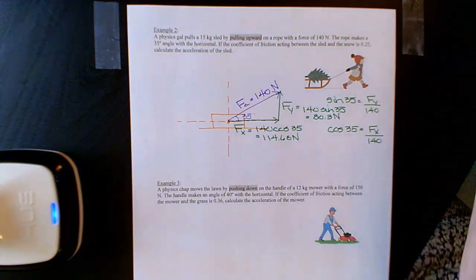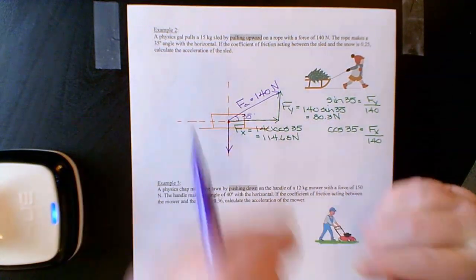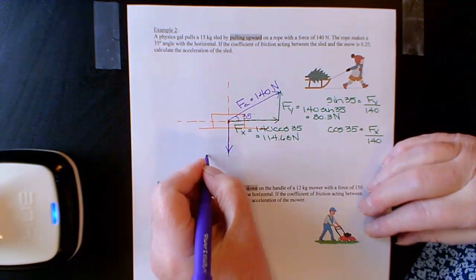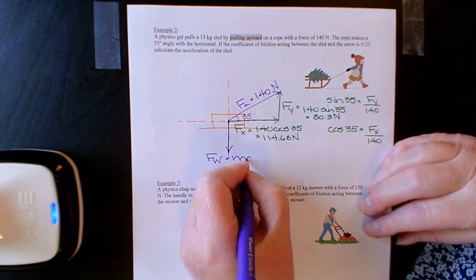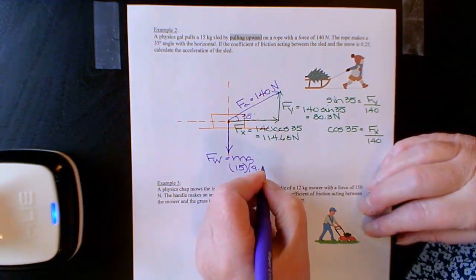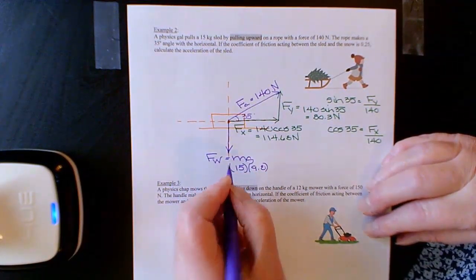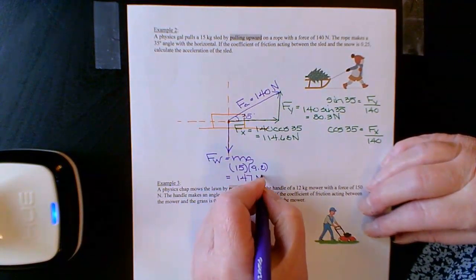So let's continue with that, because we know there's also a downward force acting on the sled, and that would be the gravitational force or the weight. So let's put that down. So we have 15 times 9.8, and that's 147 newtons.